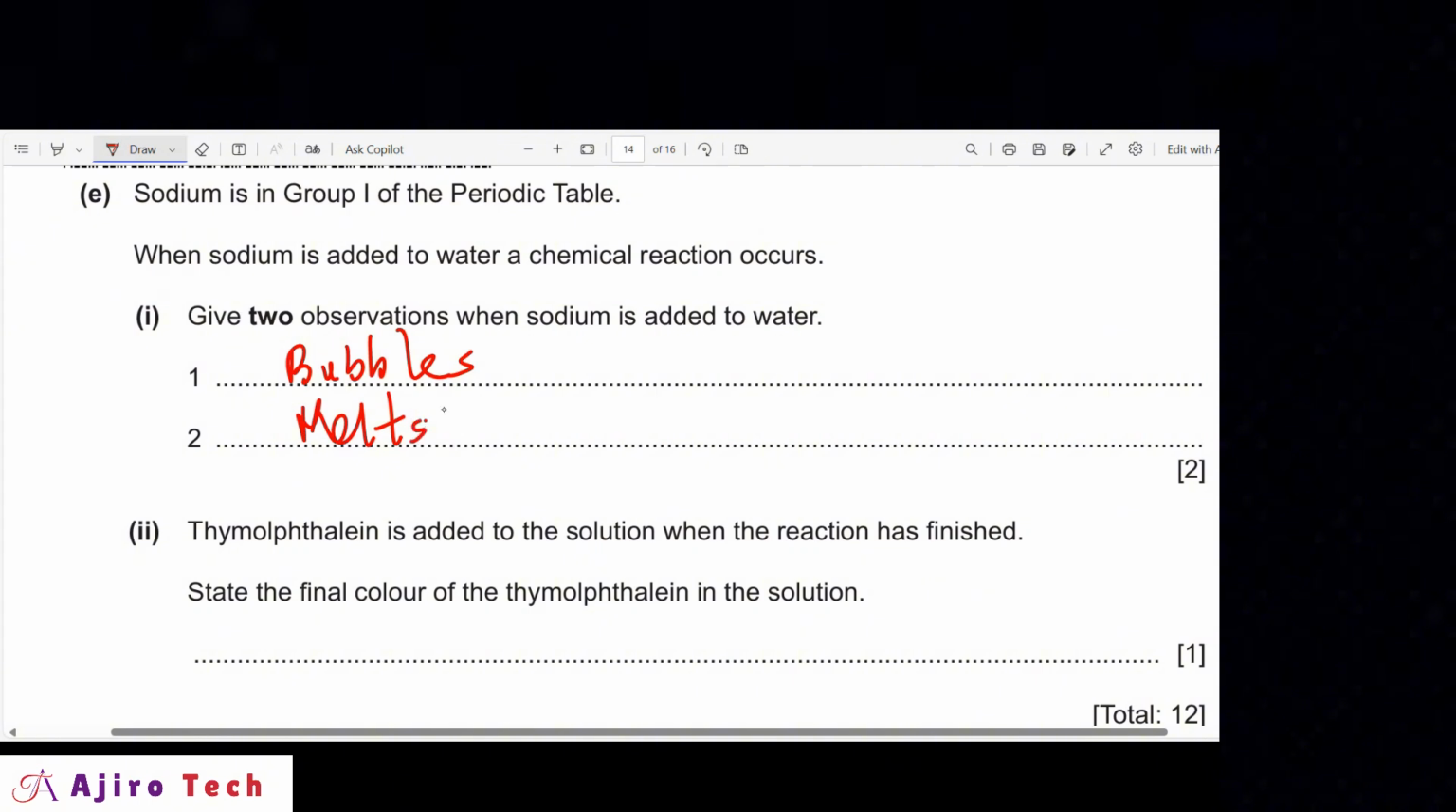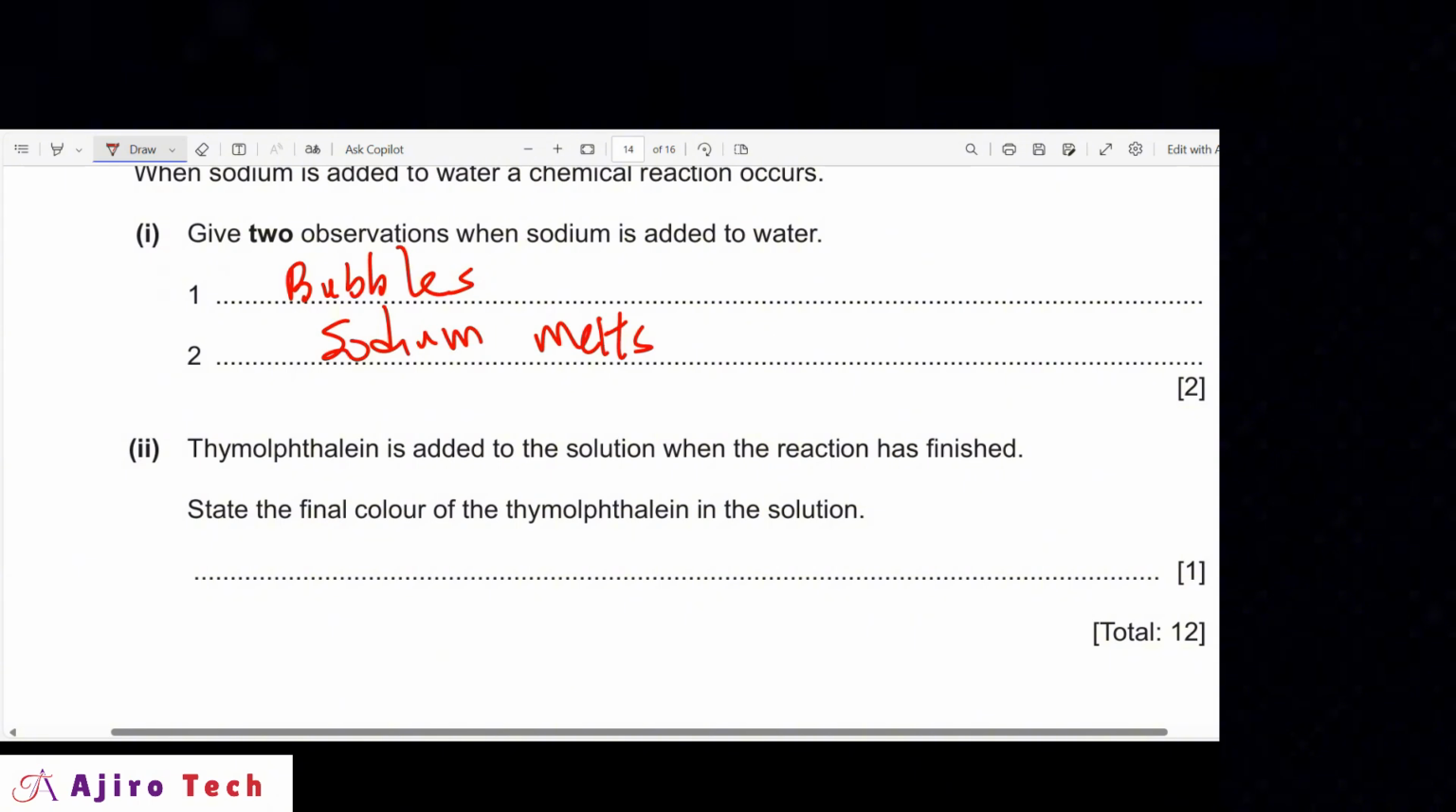Sodium melts. Let's write it well. So you could say sodium melts, or you could say sodium floats. We're going to have sodium floating at the top of the water. So we could say sodium melts. All right, so these are the observations you should have.